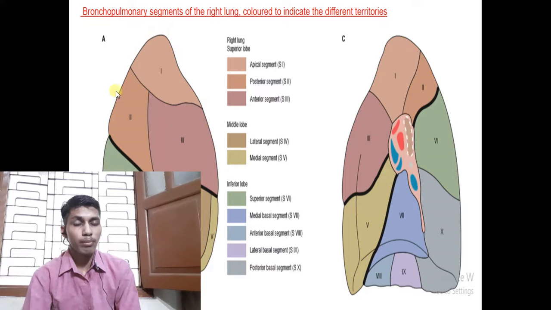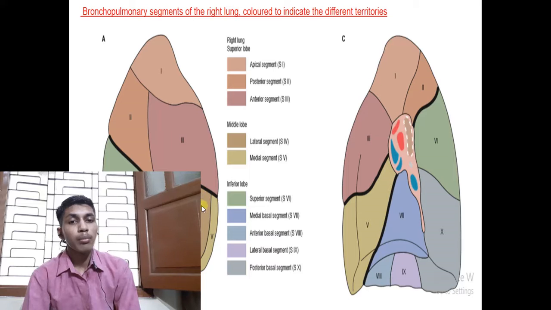This one is the upper lobe or the superior lobe, and this one is the inferior lobe or the lower lobe, and this one is the middle lobe or the intermediate lobe. Now the upper lobe has three segments: one topmost at the superior pole, at the apex, that is the apical segment; one lying to the anterior boundary, that is the anterior segment; and one lies to the posterior aspect, the posterior segment.